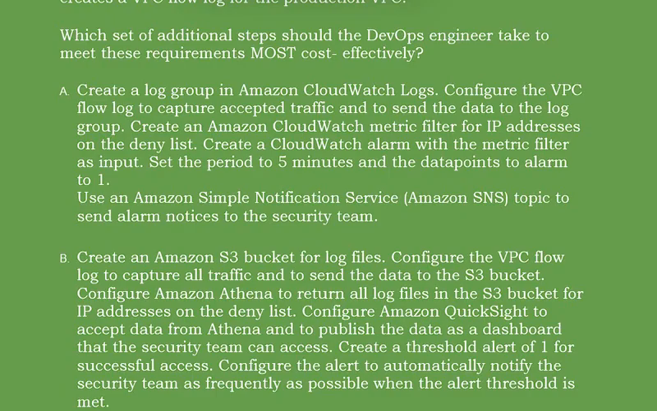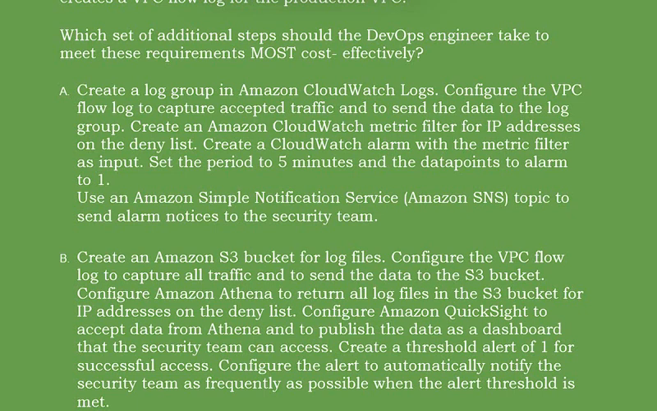Option A. Create a log group in Amazon CloudWatch Logs. Configure the VPC flow log to capture accepted traffic and to send the data to the log group. Create an Amazon CloudWatch metric filter for IP addresses on the deny list. Create a CloudWatch alarm with the metric filter as input. Set the period to 5 minutes and the data points to alarm to 1. Use an Amazon Simple Notification Service (Amazon SNS) topic to send alarm notices to the security team.